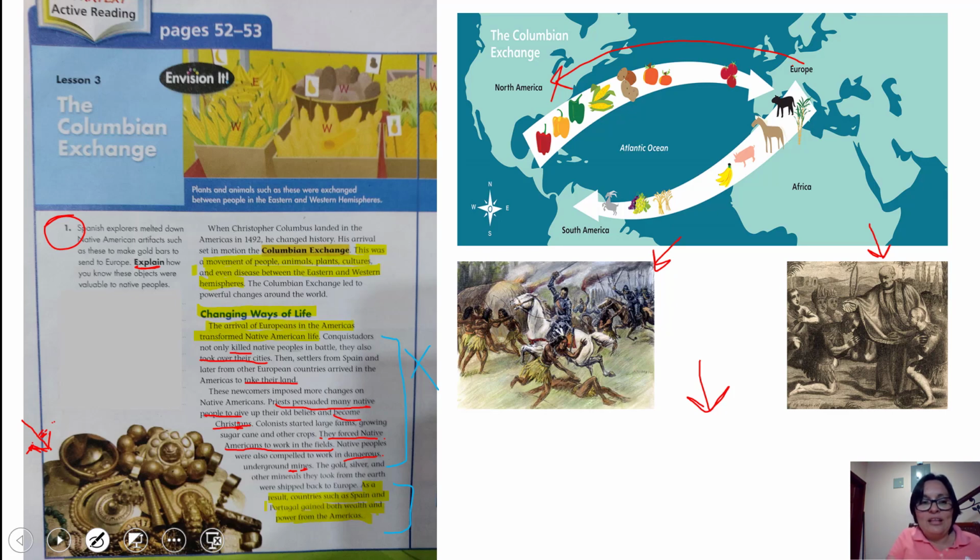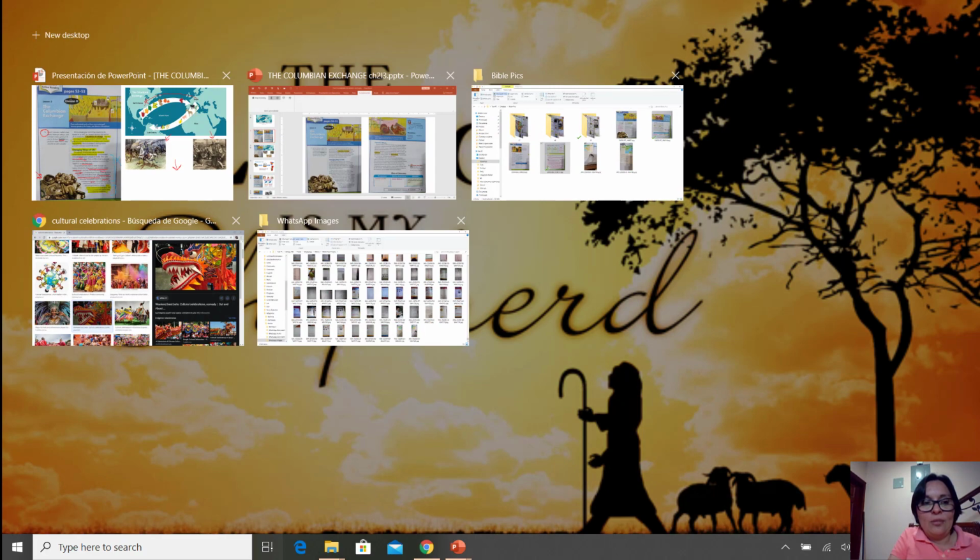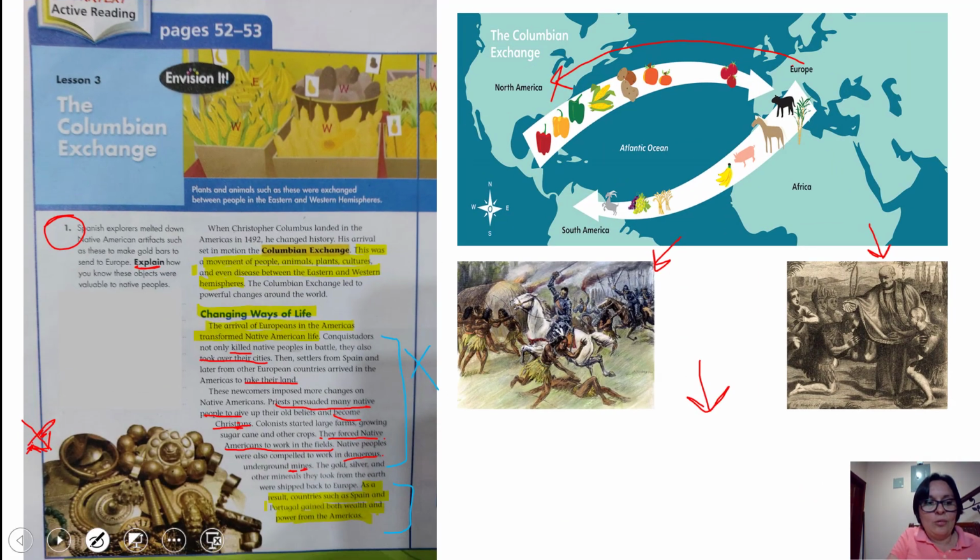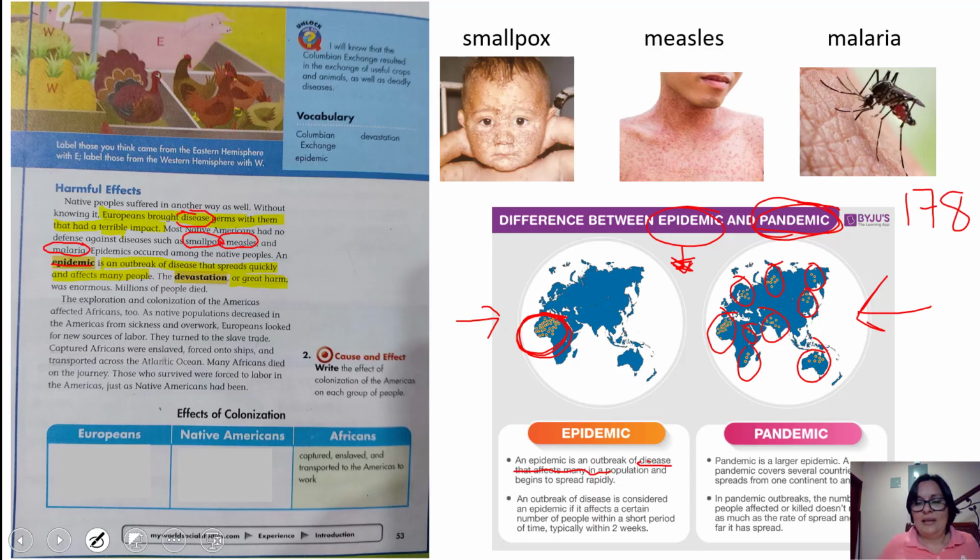Why do you think the objects that you see here were valuable for Native people? They are made of what? What materials can you see in there? What minerals can you see in there? Okay, so answer. They were valuable because they were made of what materials? So I will leave this question for you. And now we are going to answer number two.